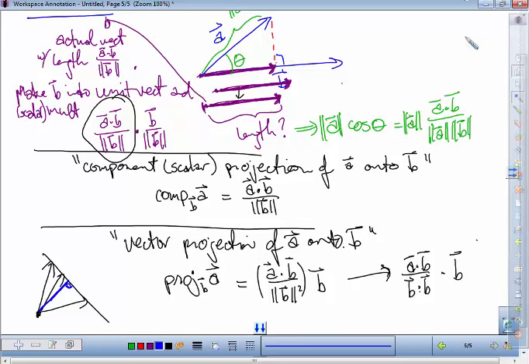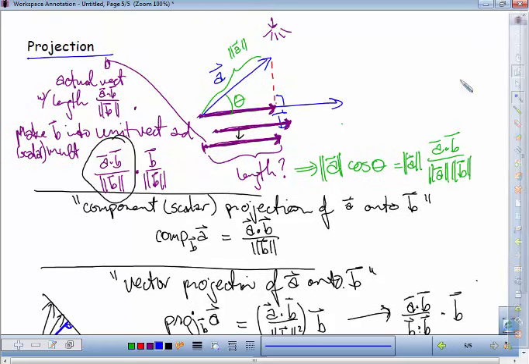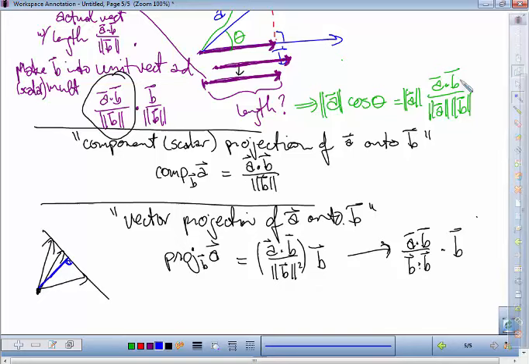So the scalar, or the component, is a scalar, and then the projection is a scalar times that. Which gives you a vector, yes. Gives you a number. Yes.